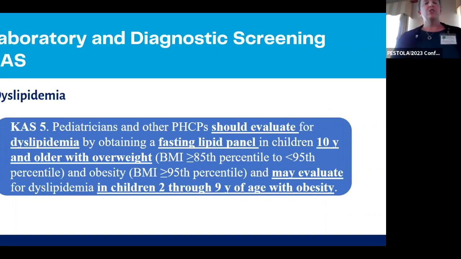So the next few slides are specific to evaluation of comorbidities, beginning with dyslipidemia. Key action statement 5 recommends obtaining a fasting lipid panel in children 10 years or older with overweight or obesity, and then may also, again, going back to the 2 through 9 year olds, for children with obesity. And that's really in alignment with an NHLBI guideline, as well as the AHA 2018 guideline.